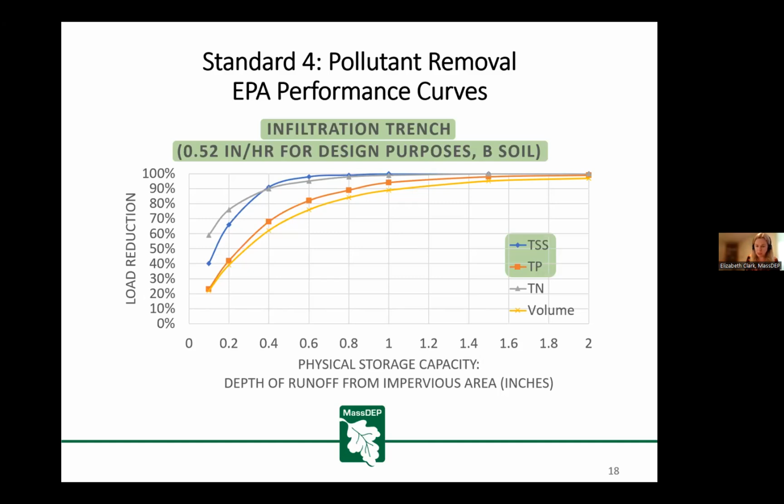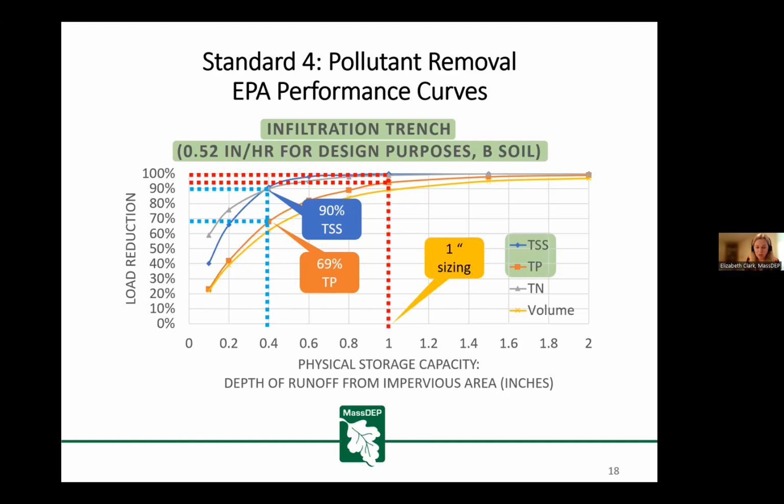And you can evaluate sizing in 2 different ways here. The first would be to evaluate your sizing just based upon meeting Standard 4, the 90% TSS and 60% total phosphorus. You can see here with this scenario, you would need to treat about 0.4 inches across your impervious area that are tributary to the stormwater control measure. Or you can take a look at meeting the full 1 inch of the recharge, which is now shown in red, and that bumps these pollutant removal rates up significantly to almost 100% TSS and in excess of 90% total phosphorus removal. Next slide.